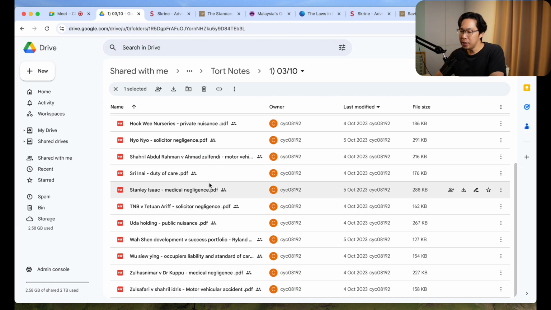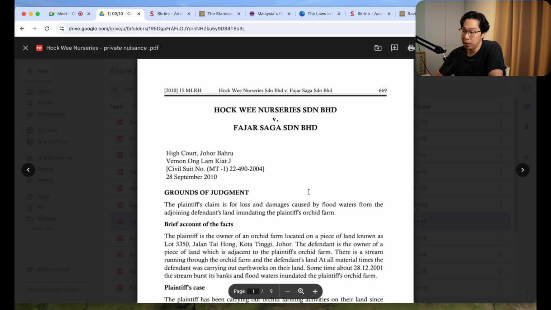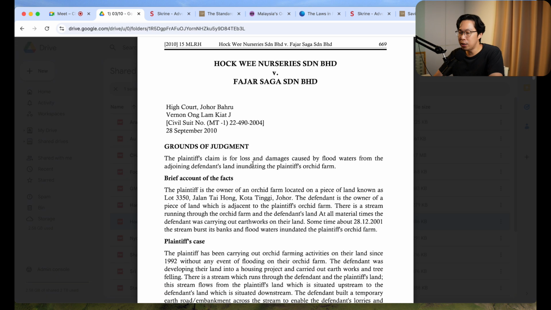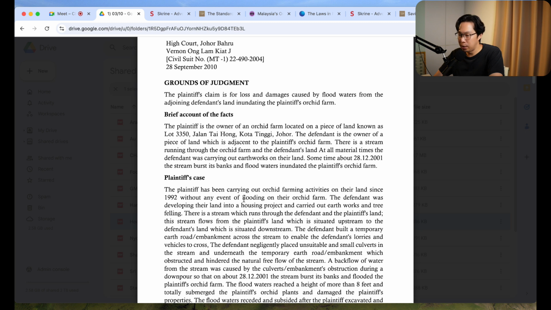Hot Wheel Nursery. This is Hot Wheel Nursery, again private nuisance. You can say it is Rylands and Fletcher as well. So the plaintiff is planting orchids on a piece of land, but he's suing for loss and damages caused by flood water from the adjoining defendant's land. The plaintiff was planting orchids. The defendant was developing a land. When they do development, they need to make sure the water flow, everything is okay. When this defendant did the development, he didn't correct the longkang properly, causing the water to accumulate, get stuck, then overflow. When it overflowed, it came down to his orchid farm and destroyed all his orchids. So you can say this is Rylands and Fletcher. You can say this is a private nuisance as well. Okay, this is a private matter.